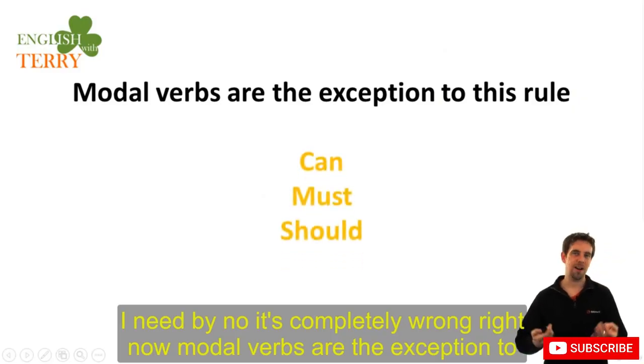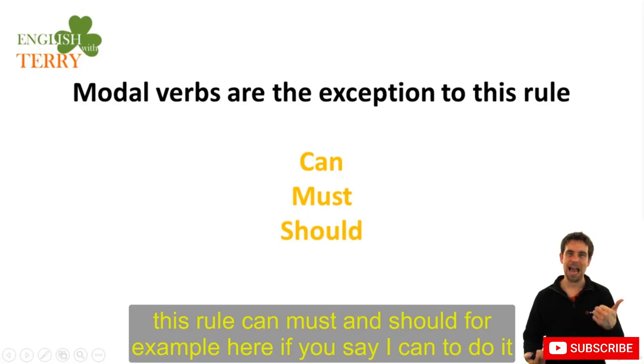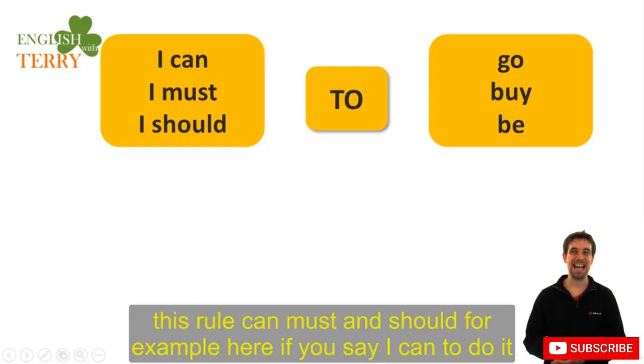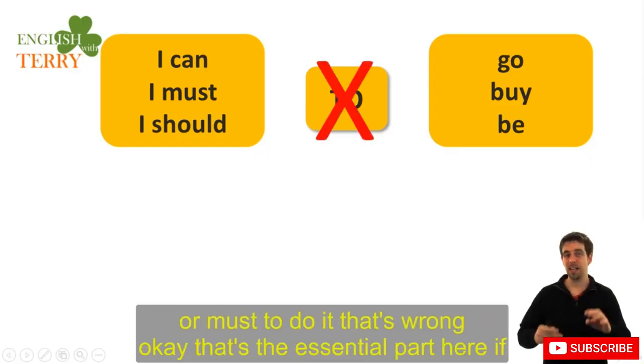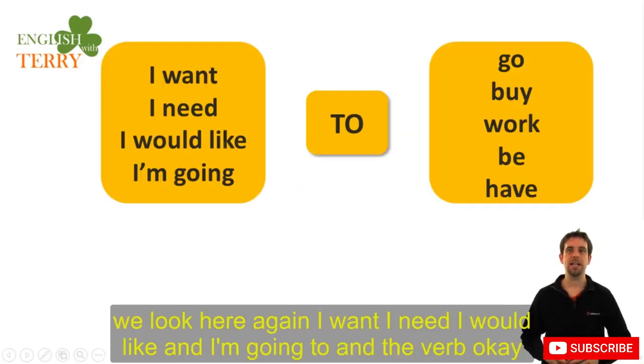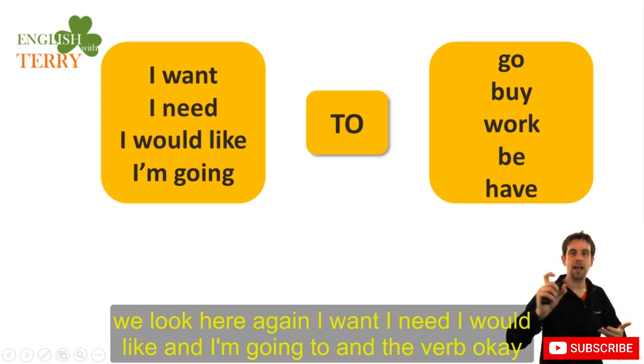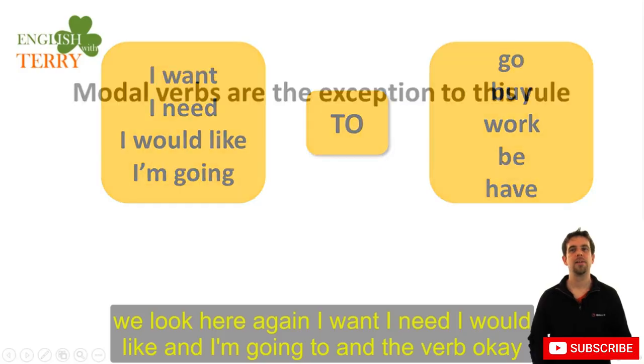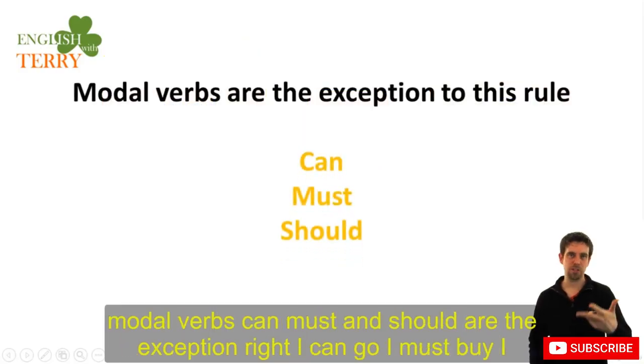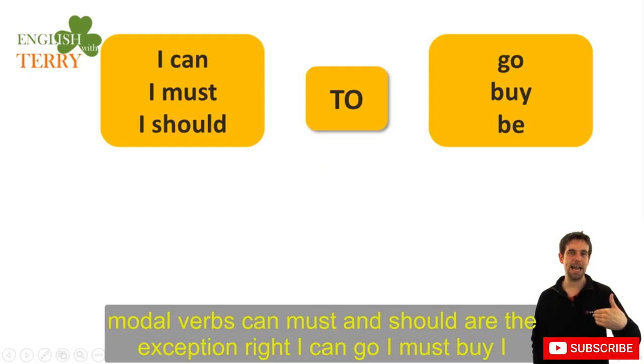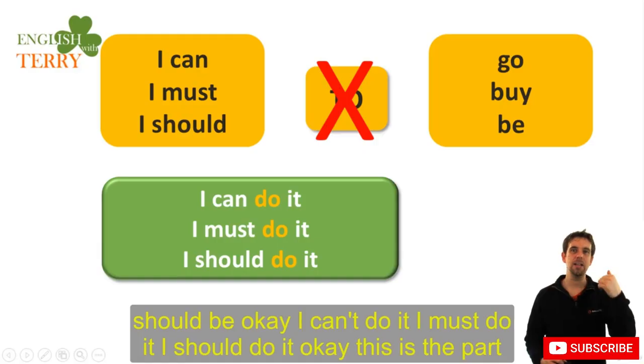Now, modal verbs are the exception to this rule. Can, must, and should, for example. Here, if you say I can to do it or must to do it, that's wrong, okay? That's the essential part. Here, if we look here again, I want, I need, I would like, and I'm going. To and the verb, okay? Modal verbs can, must, and should are the exception, right? I can go, I must buy, I should be, okay? I can do it, I must do it, I should do it, okay?